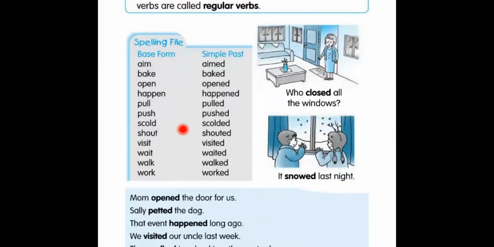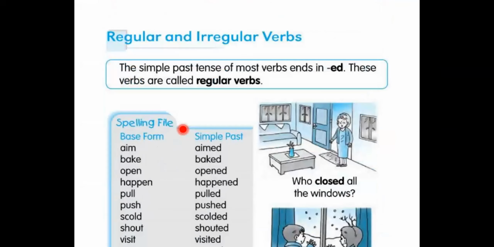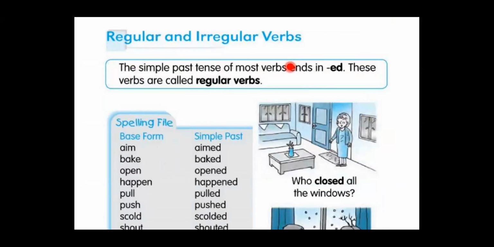Now we are going to see regular and irregular verbs. So what are regular verbs? When the simple past tense of most of the verbs ends with ed. When verbs end with ed, then they are called regular verbs.